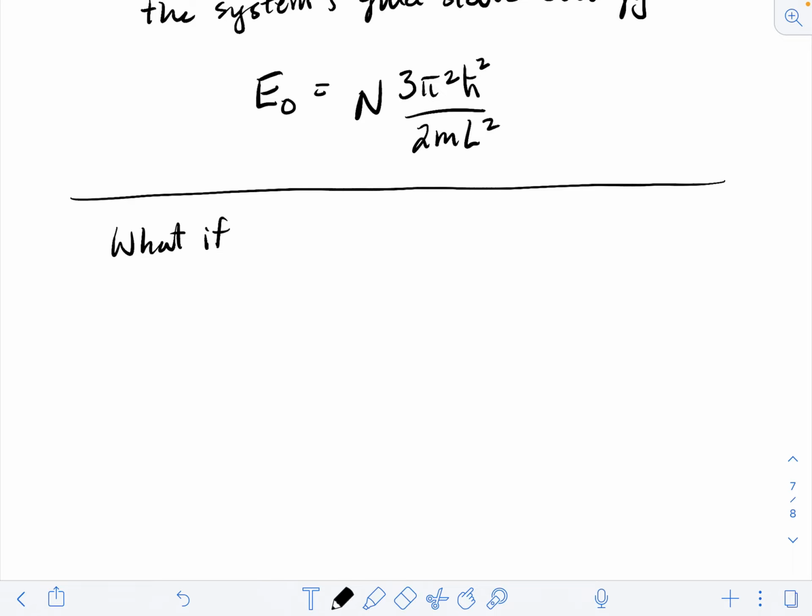Let's think about what if we had N non-interacting fermions.